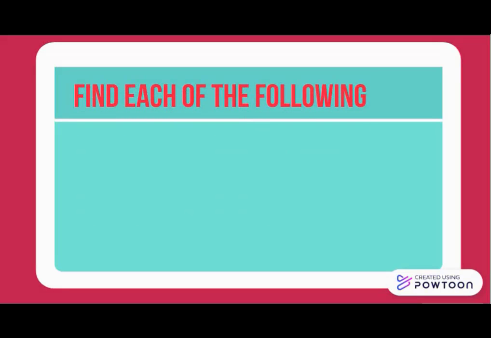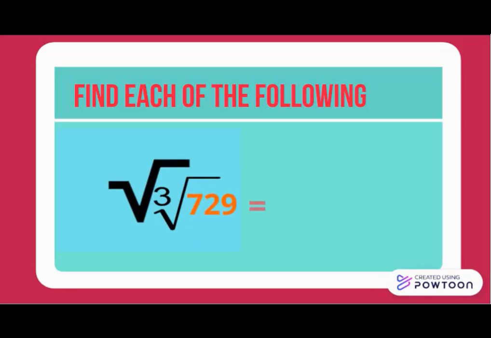Find each of the following. Here you want to find the square root of the cube root of 729. Firstly, find the cube root of 729. The cube root of 729 is 9. Then find the square root of 9. The square root of 9 is 3. Pay attention, he wants the positive square root.